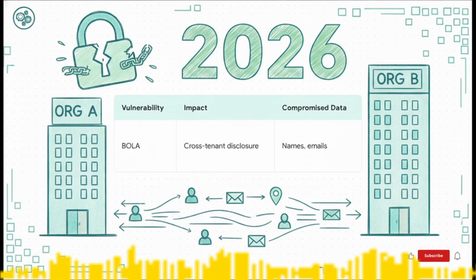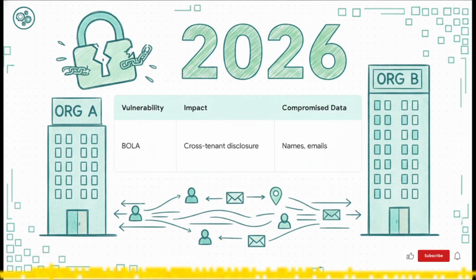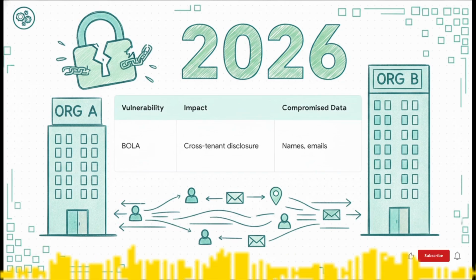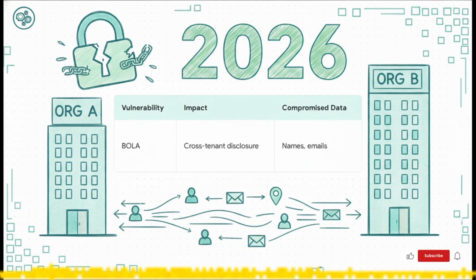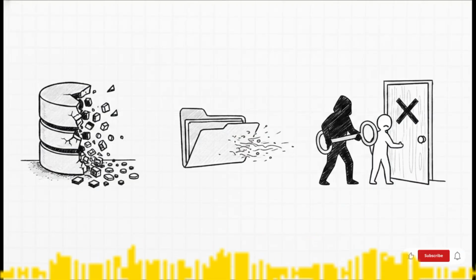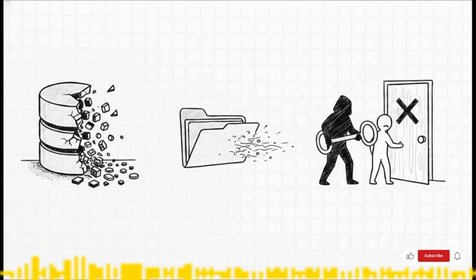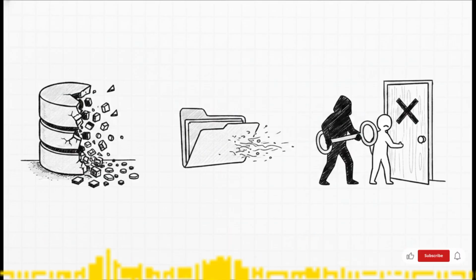This specific BOLA flaw led to what we call cross-tenant data disclosure. Because the API didn't verify permissions at the object level, a hacker in one organization could systematically pull names, emails, and physical addresses from companies they had absolutely no connection to. It's wild. And look, whether these IDs are sequential numbers, UUIDs, or just generic strings, finding them in the request target, the headers, or the payload leads directly to these devastating consequences.